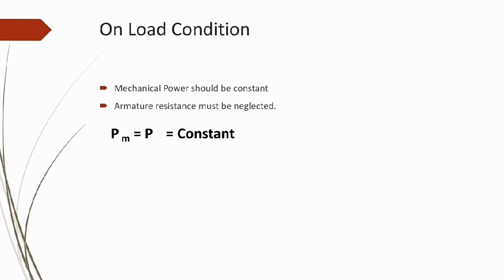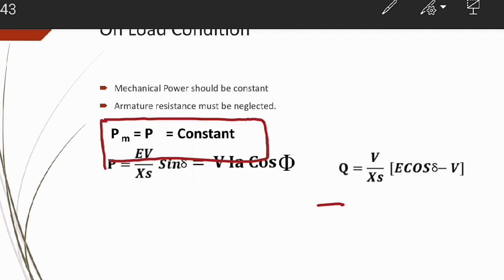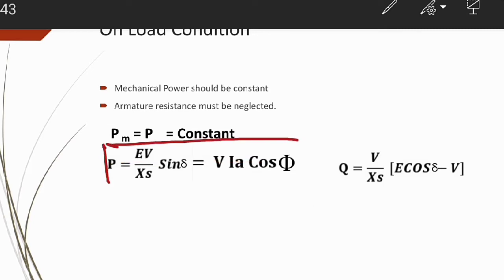Electrical power is also constant here. So what is electrical power? This one is called the electrical power. There are two equations for electrical power. First is EV upon XS sin del equals V IA cos phi, where E is the EMF, V is the terminal voltage, XS is the synchronous reactance, and del is the load angle. IA is the armature current, and cos phi is the power factor.